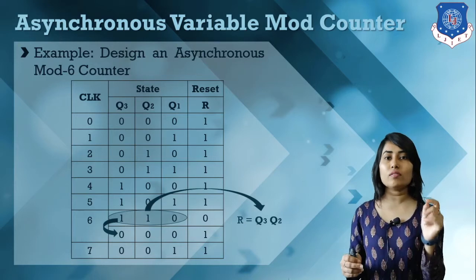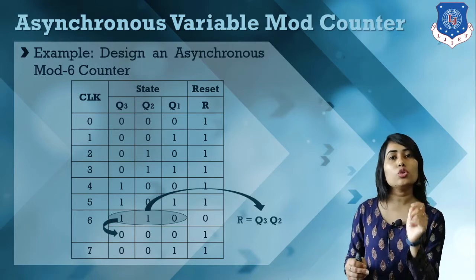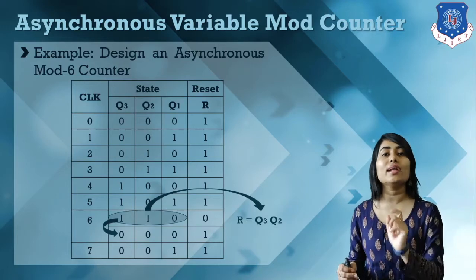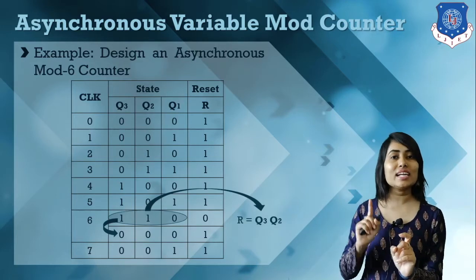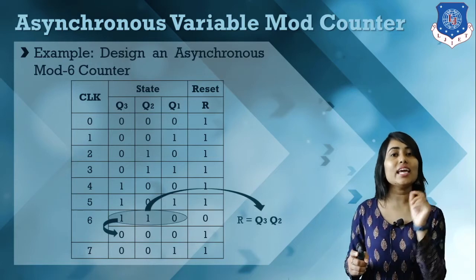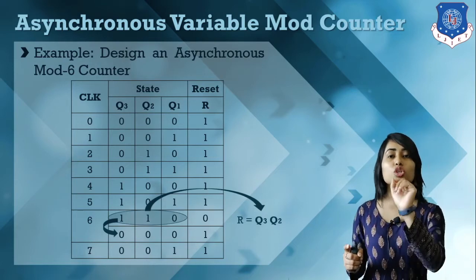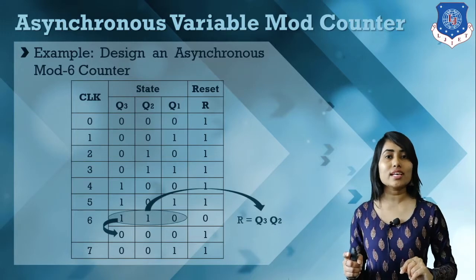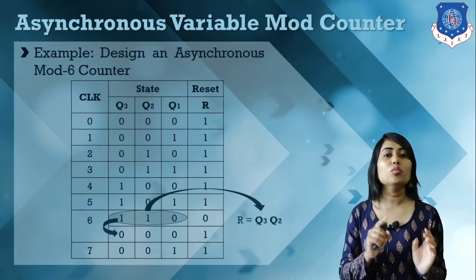So here we have this Q3, Q2, Q1 dash. Whenever we have a Q3, Q2, Q1 dash, we have to reset our flip flops. For a mode 9 counter we can consider Q4, Q3 dash, Q2 dash, Q1. So our flip flops must be cleared for these conditions. So we have a mode 6 counter.